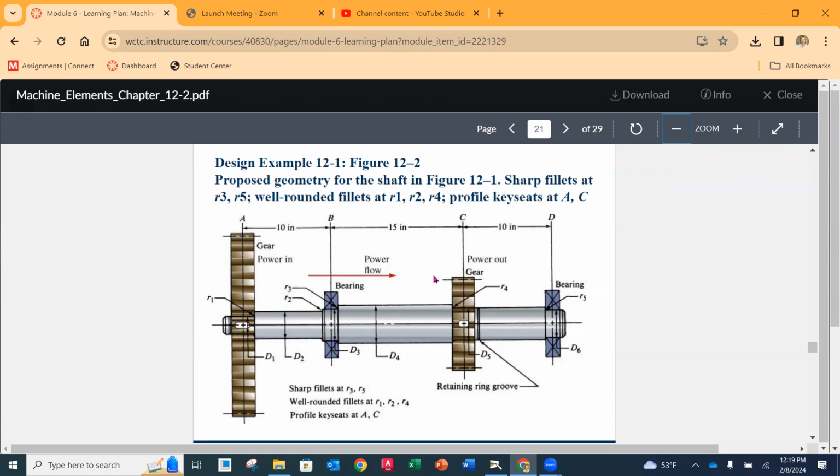My next critical section is B. That's where we have a bearing mounted. Then the next one is going to be C, the gear, and then we have another bearing at D. So anywhere there's something going on, all right?